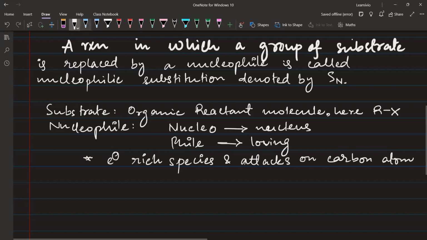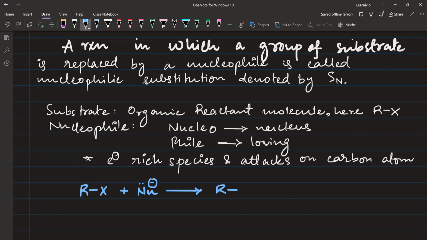So the generic reaction of nucleophilic substitution, or SN, will look something like this. We will have RX plus nucleophile. The nucleophile will have a lone pair and it can also have a negative charge. So it is going to attack the alkyl group. It will replace the halogen and you will get X negative.